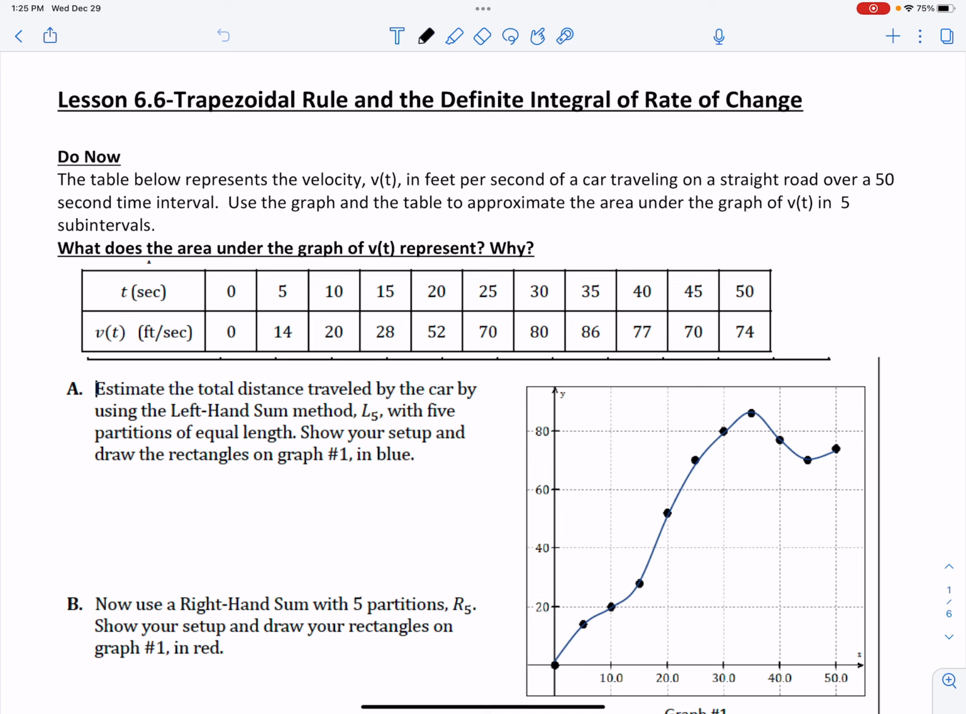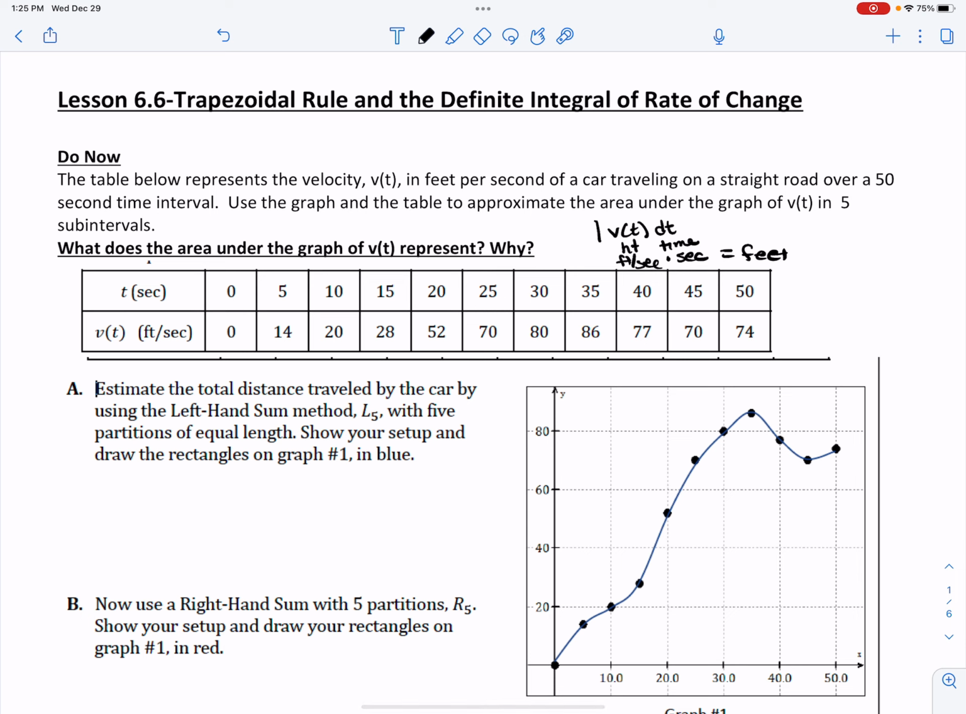Well, if we take a look at v of t, which is the y value, that's the height of the rectangle. And the x value, the dx, is the change in time, delta t. We have feet per second times seconds, and that gives us feet. So the area under the velocity curve represents the distance traveled in feet, which is really nice.